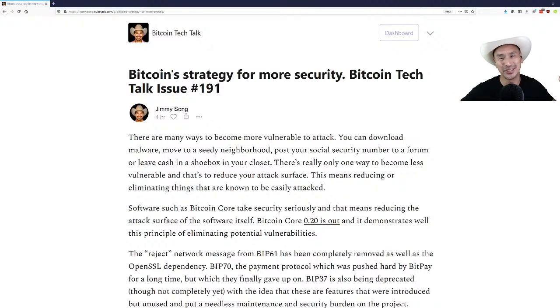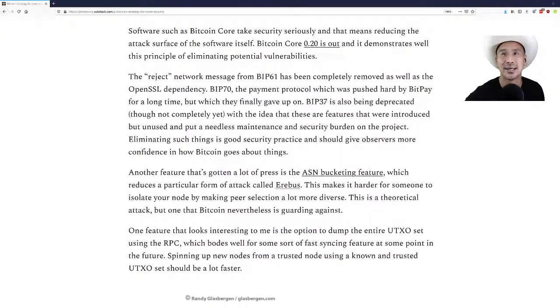The only way to really reduce your attack surface is to reduce vulnerabilities, and that's the path you have to take in order to reduce security vulnerabilities. What's interesting about Bitcoin Core is that in 0.20, I noticed a bunch of things that were essentially removed from the protocol. For example, BIP61 is the reject network message, put in there by Mike Hearn, or was it Gavin Andresen, one of those two, as a way to indicate to a peer node, hey, I'm going to reject this transaction message because it's messed up.